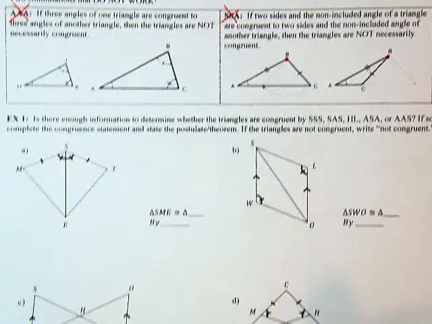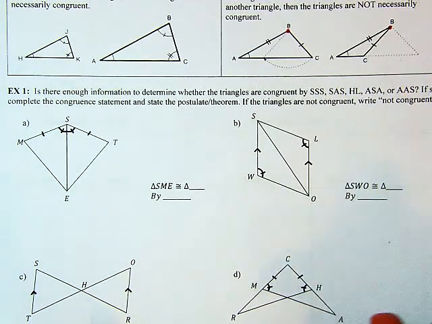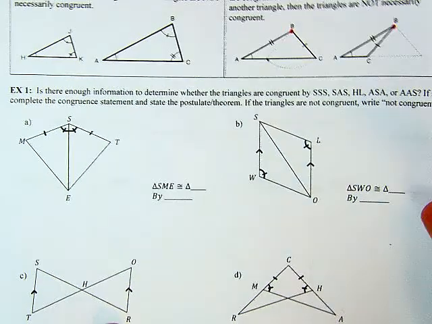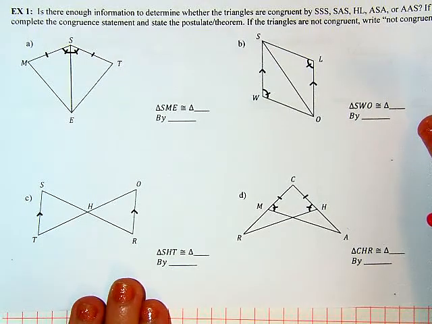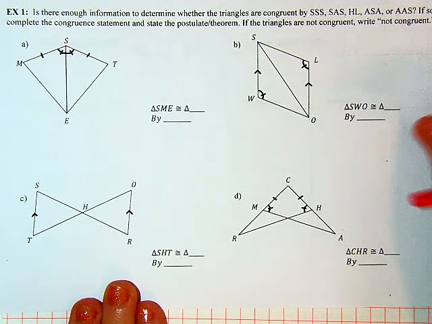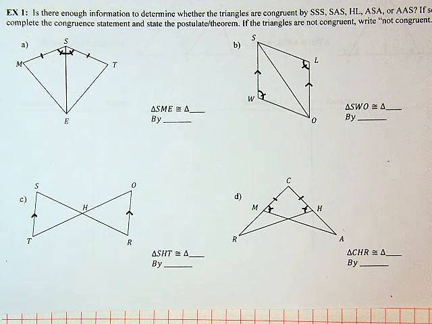All right, so really quickly in example 1, is there enough information to determine whether the triangles are congruent by one of those 5 reasons? So side, side, side, side, angle, side, HL, ASA, or AAS.